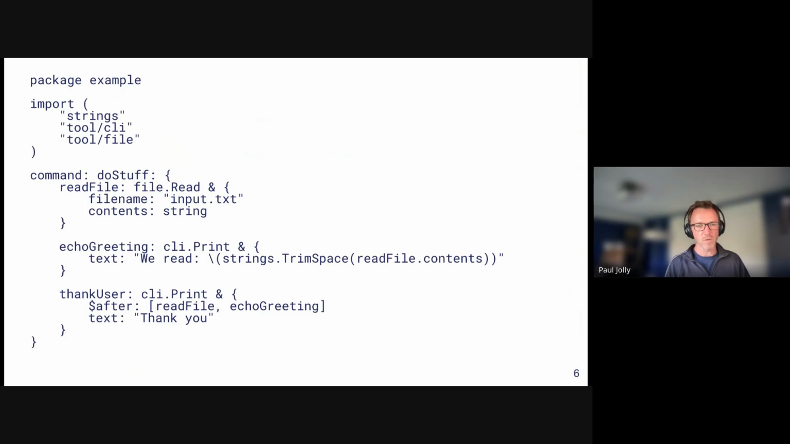So here's a very simple example. This is actually taken from the qlang.org site, where we're reading a file, taking some sort of input here, and the contents are read into the contents field of read file. Then we're going to echo a greeting via cli.print, as in just output something to the terminal, where we're taking a transformed version of the contents that we read. So we're just trimming spaces there in a rather boring way. And then we're going to thank the user at the end there.